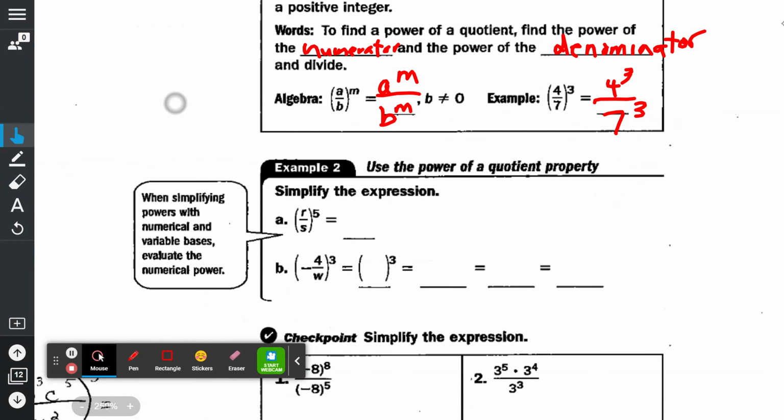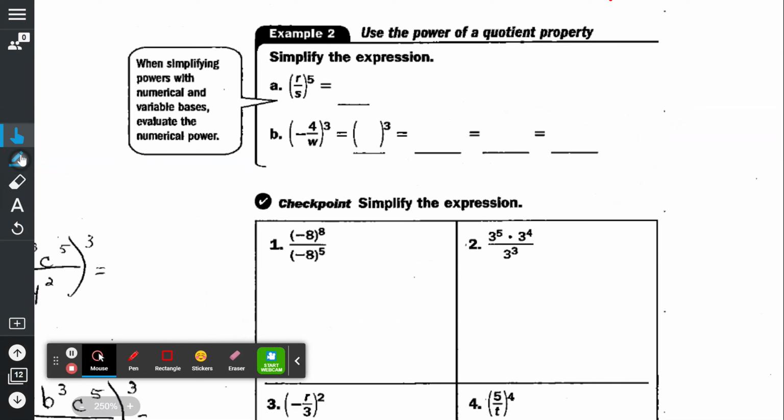Okay, so now r over s to the 5th becomes r to the 5th over s to the 5th. Negative 4 over w cubed becomes, not quite sure what they want us to do here. I would say let's put the negative with the 4 over w. Negative 4 cubed becomes negative 4 cubed over w cubed. And maybe there they want you to make it negative 64 over w cubed. Not quite sure what else they want there.